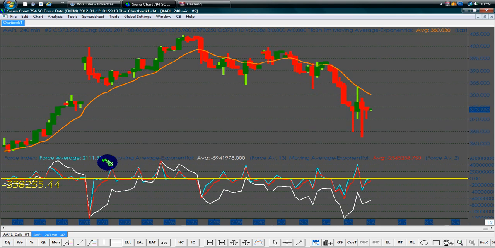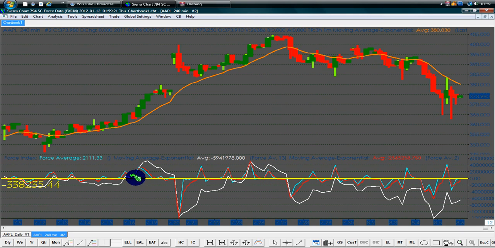Another thing that traders are doing is that, you can see the turquoise line, this one here. This is the turquoise line showing the force index.